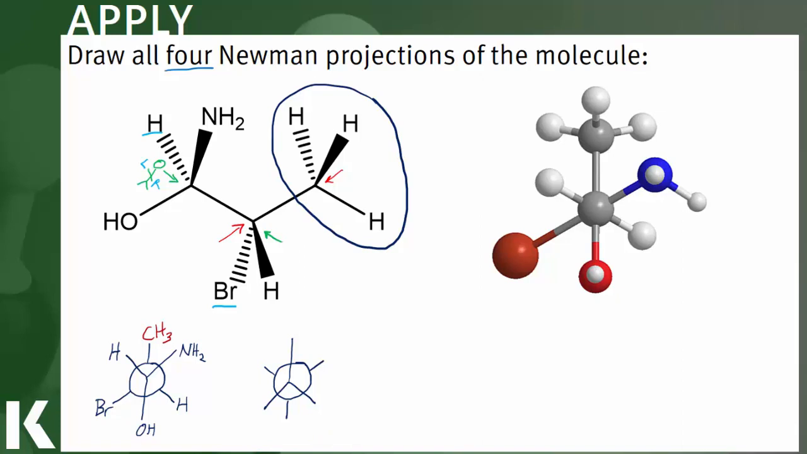Or we can use the trick that when you are up here on the right of a bond, things pointing into the screen are going to be on the right. So in this case, we would expect the bromine to be on the right and the hydrogen on the carbon furthest from us to be on the right. And of course, the substituents at the top and bottom don't change. It's just that now our CH3 group is attached to the carbon that's closest to us.